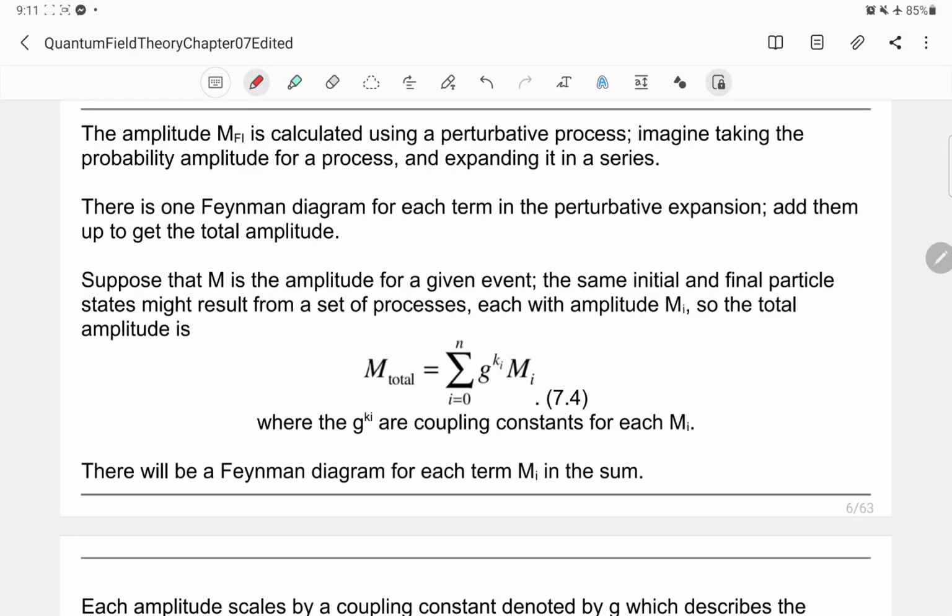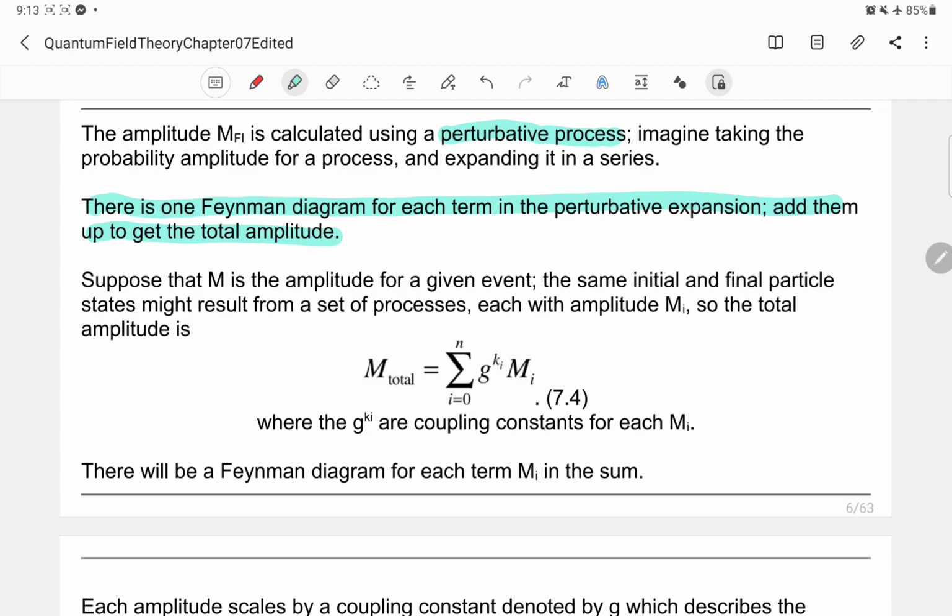The amplitude M_fi is calculated using a perturbative process. So you will have different amplitudes for a process, and then you expand a particular process in a series. And by the way, there is one Feynman diagram for each term in the perturbative expansion. Then you can add all of them to get the total amplitude for a particular process.